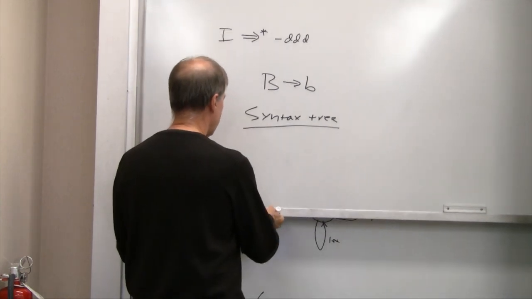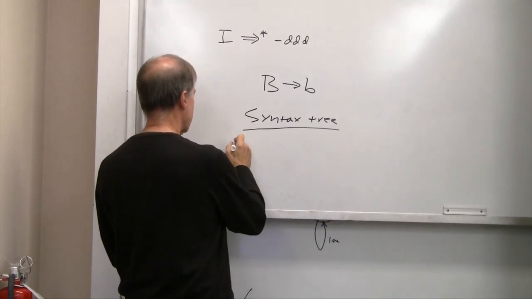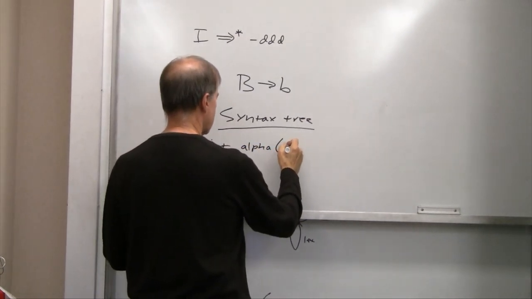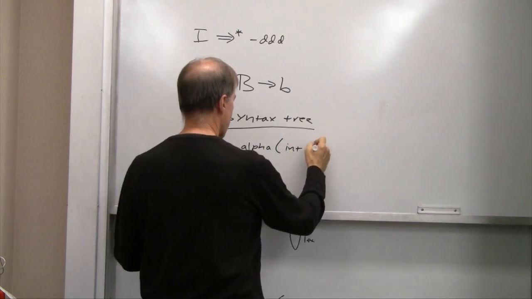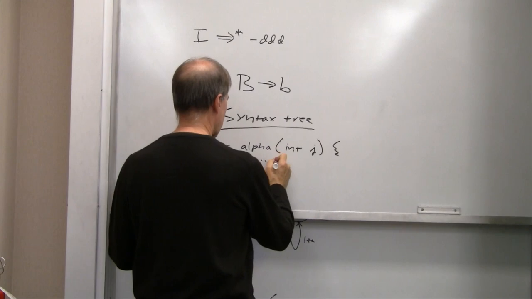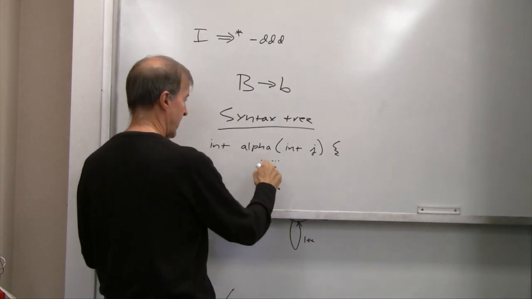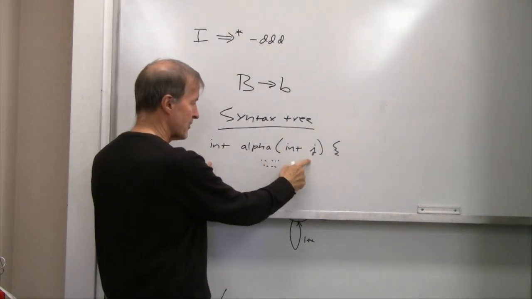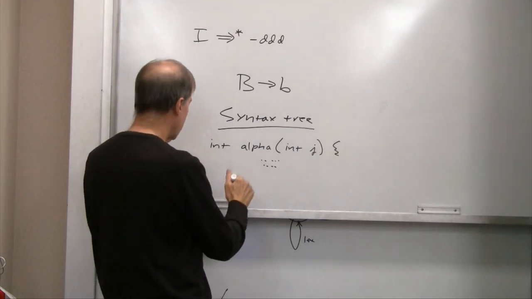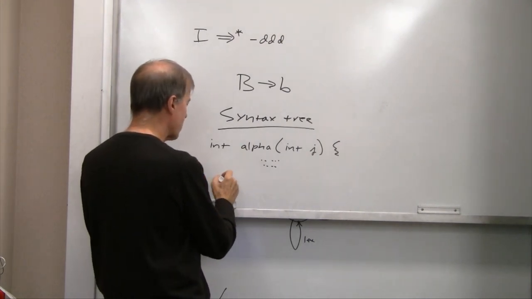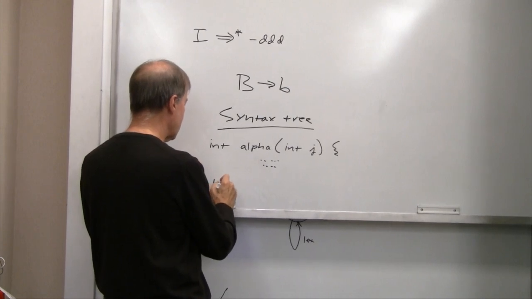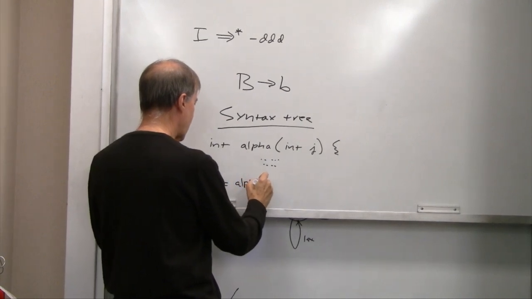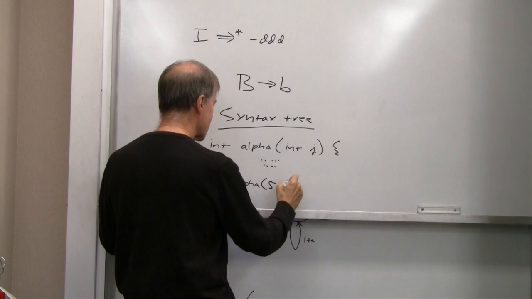Look, if you say int alpha, int j, and so on, this is a function that returns type integer, and it has a variable like this, right? Furthermore, later in your program, if you want to call alpha, you say k gets alpha(5, 7).